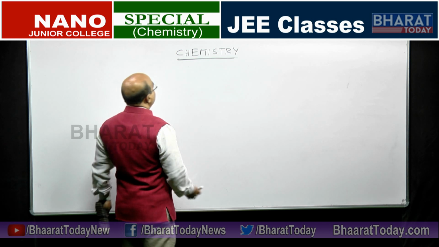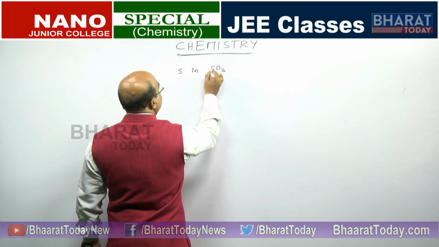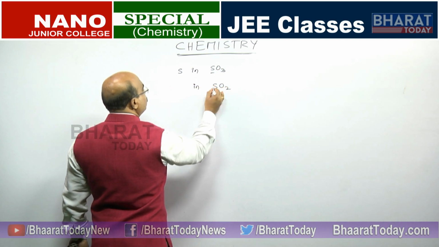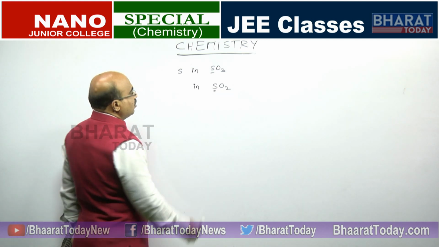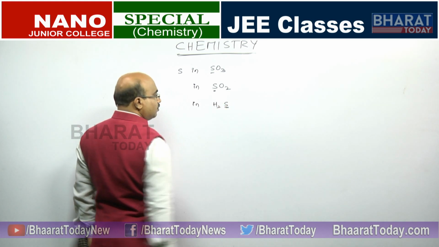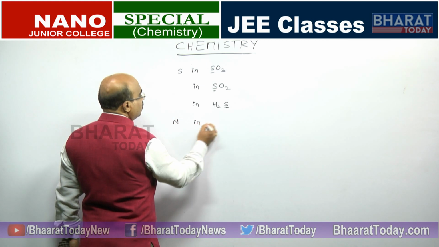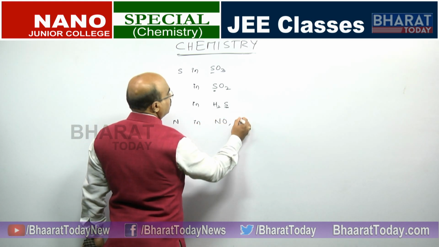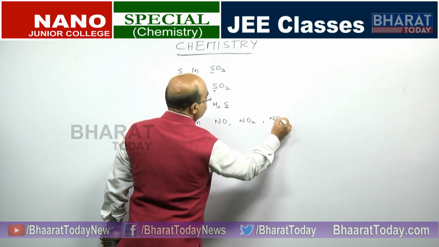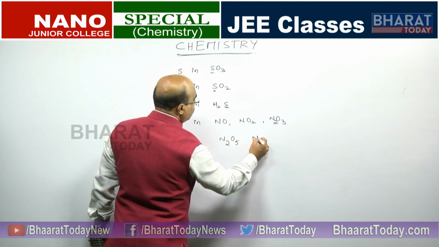What I gave in the previous class was sulfur in SO3, sulfur in SO2, sulfur in H2S, and I gave nitrogen in NO, NO2, N2O3, N2O5 and N2O.